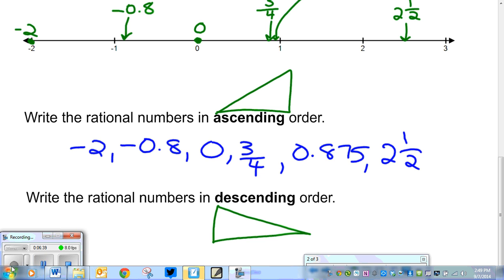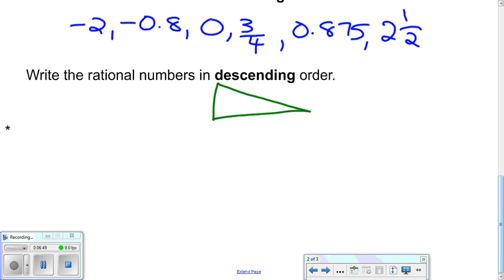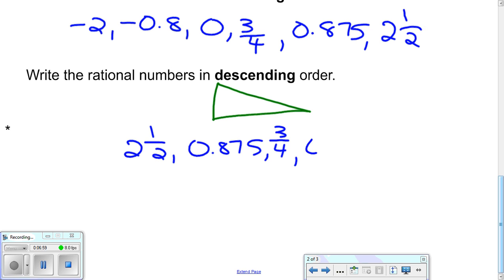And I'm writing them in the format that the question gave me, not the decimals that I created to compare them. So then if we said, okay, you need to do it in descending order, well, descending order is just this order, but in reverse. So positive 2.5, 0.875, 3/4, 0, negative 0.8, and then -2.